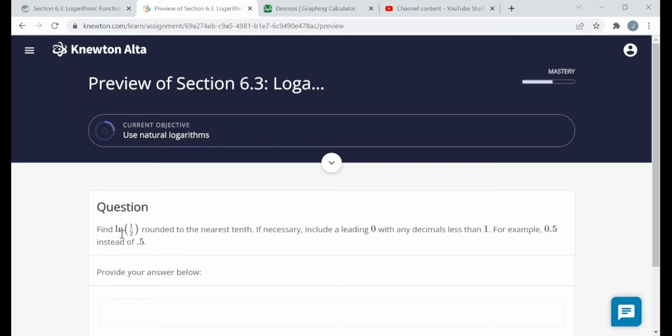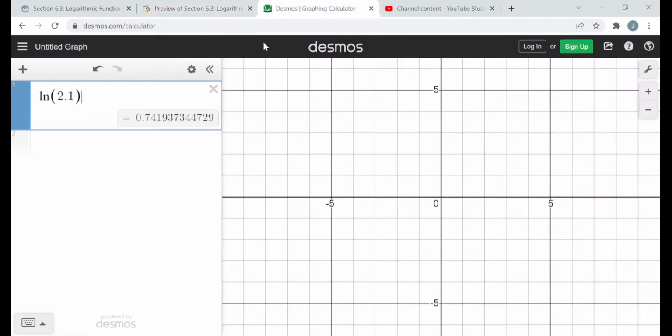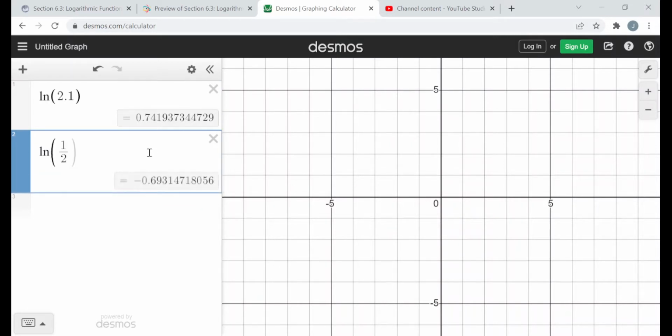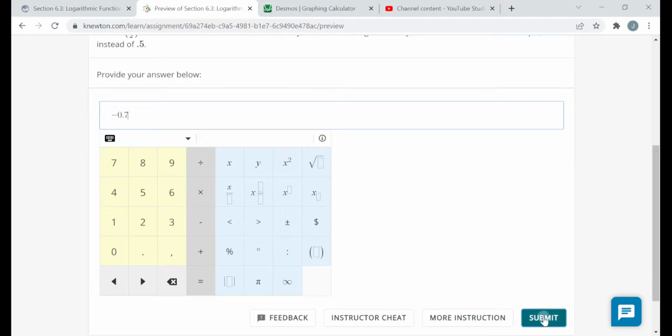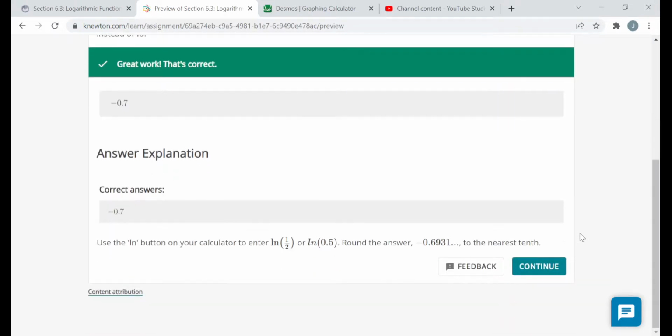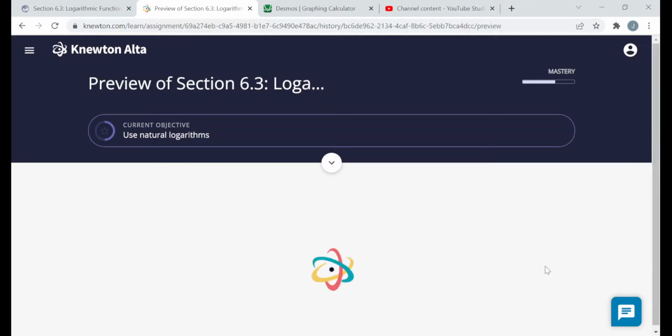So natural log of a half. Log base e of a half. So e to this power is going to be a half. So negative 0.69, and they said round to the nearest tenth, so negative 0.7. And they said put in leading zeros, right? So negative 0.7. Great. For the natural logs, you're just going to have to go to some calculator of some sort.